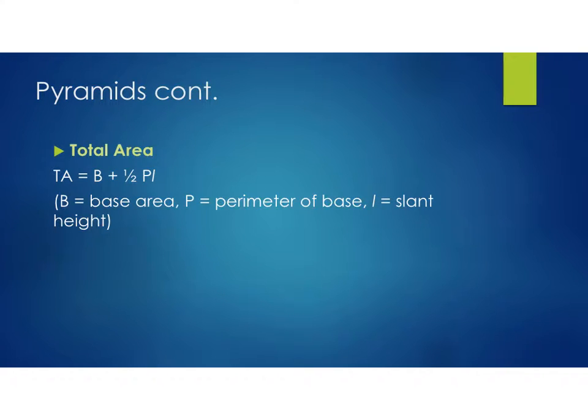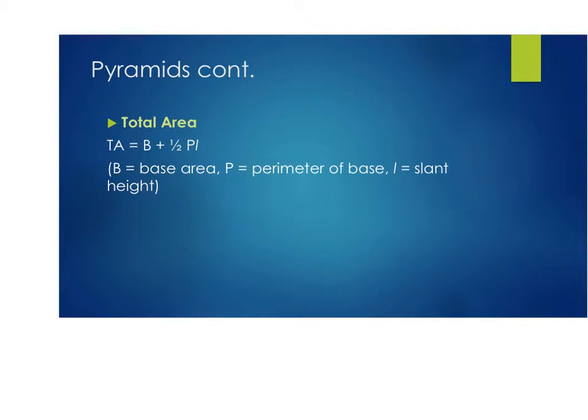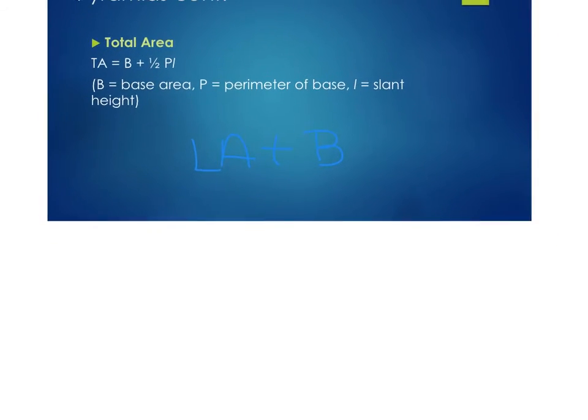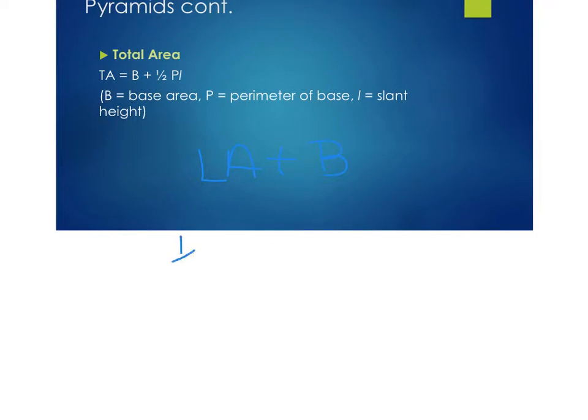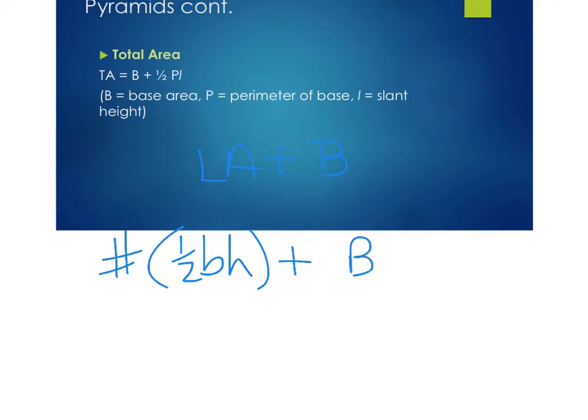Next slide. So we just saw lateral area for pyramids on the previous slide. This is total area. So again, remember total area or surface area is you're going to find the lateral area and add it to the base area. And to find the lateral area, you're either going to find the triangle, multiply it by however many triangles you have, and then add it to the base.